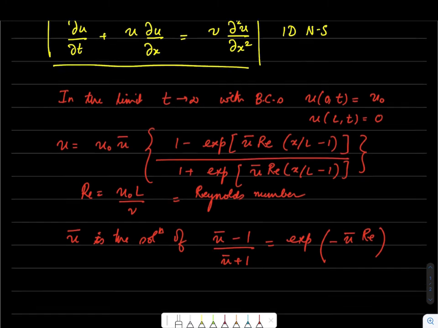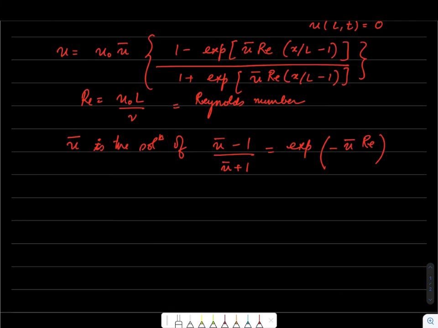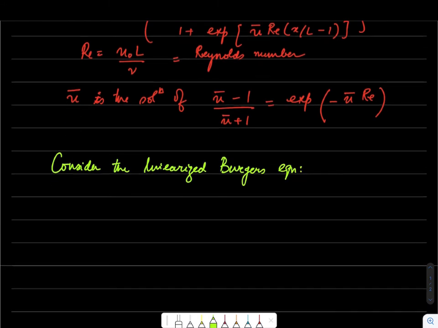So for simplicity, to start off the discussion, let's consider the linearized Burger's equation, which is dphi/dt plus c dphi/dx equals gamma d2phi/dx squared.